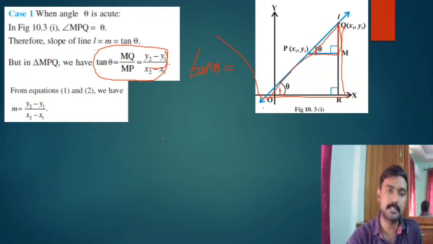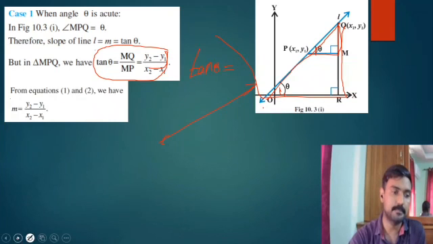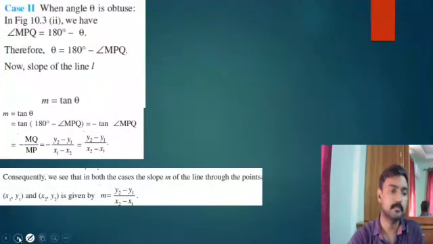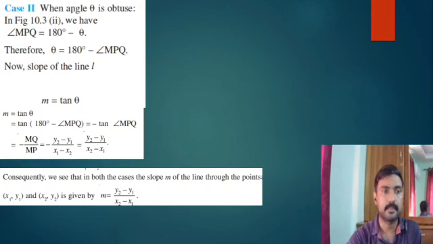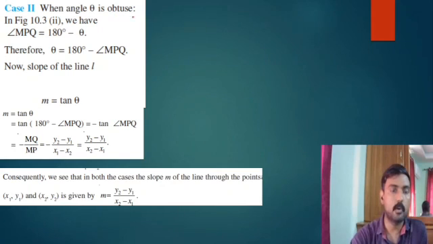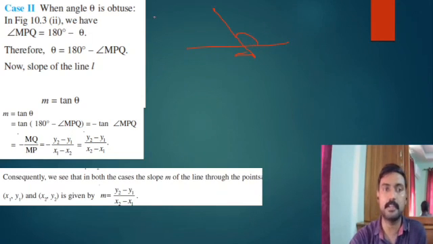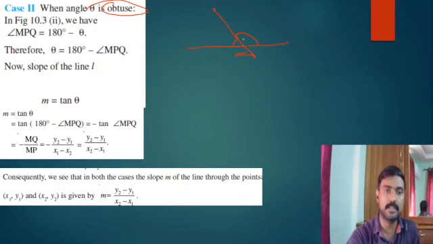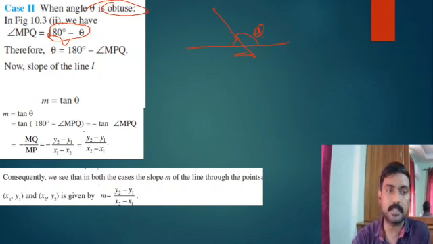This is the first case, the line is giving slope towards the x-axis positive direction. Now when the angle theta is obtuse, suppose the line is towards this direction, this angle is more than 90 degrees. More than 90 degrees means it is an obtuse angle. In such cases we can discuss this angle. This angle will be 180 minus this angle. This is theta, so this will be 180 minus theta. That is written here, 180 minus theta. So 180 minus theta is the angle.